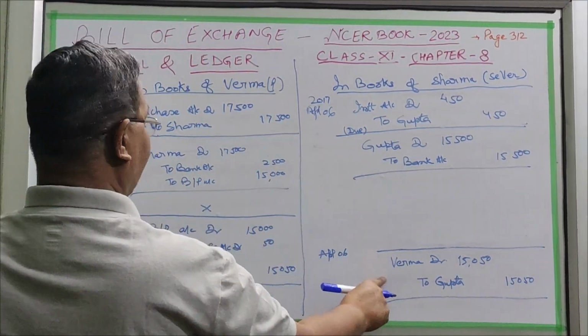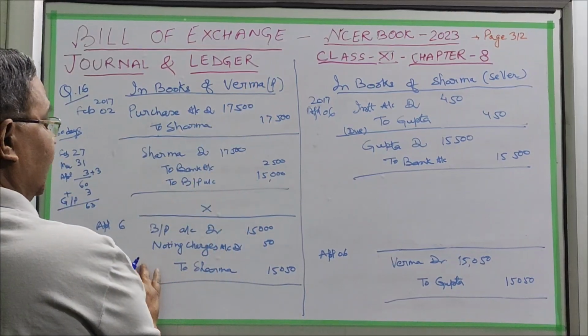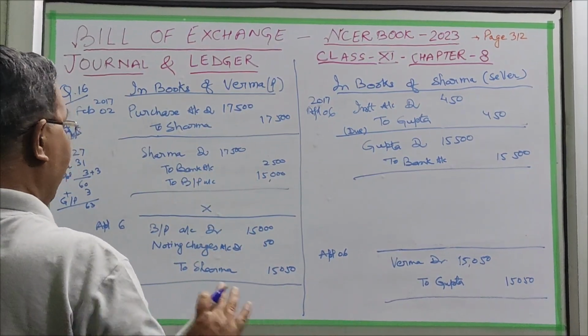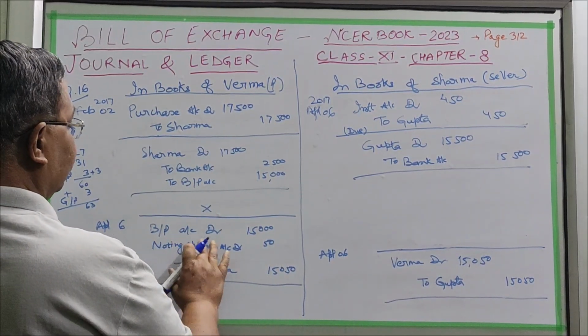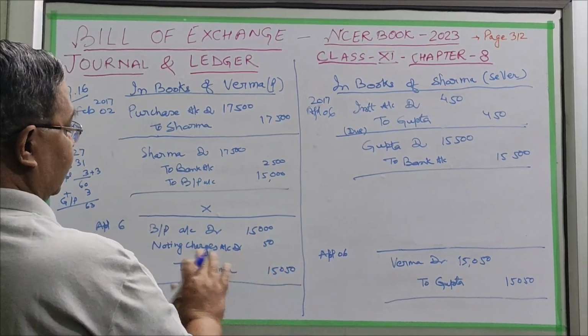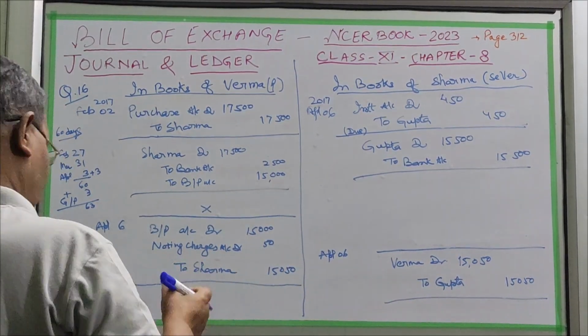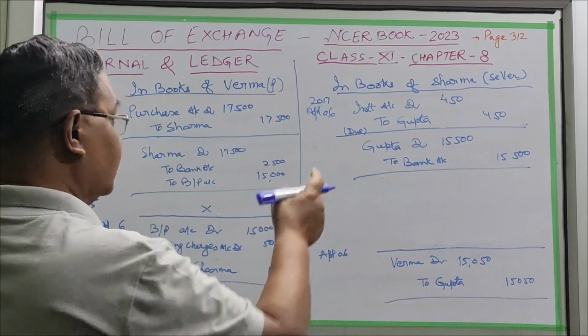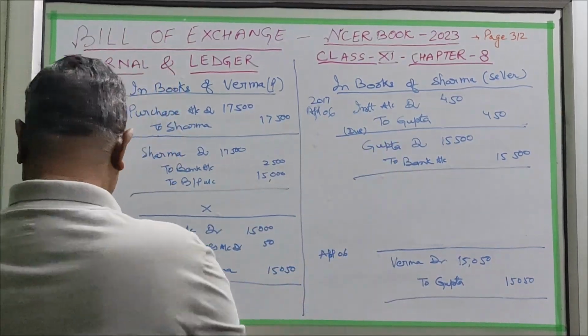These entries will not be in the books of the purchaser. Purchaser will not make any entry for this. Purchaser will make only this entry: bills payable account debit to Sharma. This will be his entry. Okay, settled. Now Gupta's account is settled.